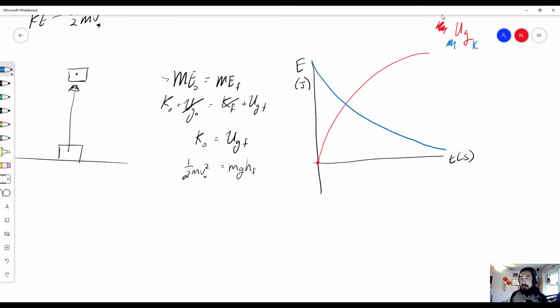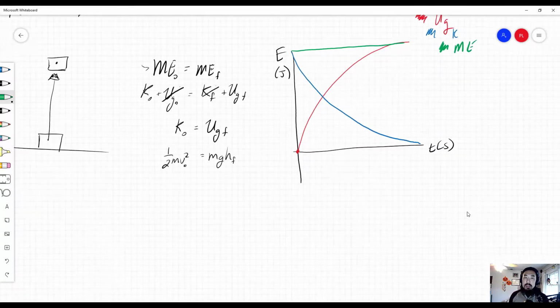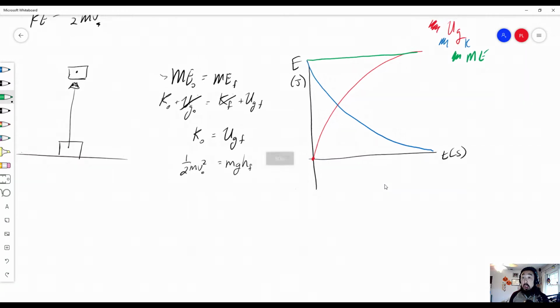Yeah, I should have drawn that a little bit better. Let me do that better. All right, yeah, that's good stuff. And of course, the most important part, the mechanical energy. And that'll be constant throughout as long as there are no outside forces. All right, now this is what it would look like for an object that is launched.